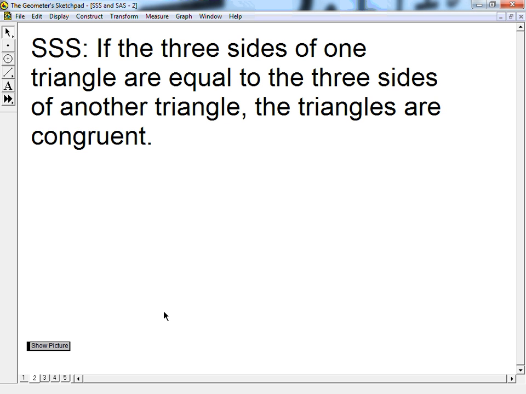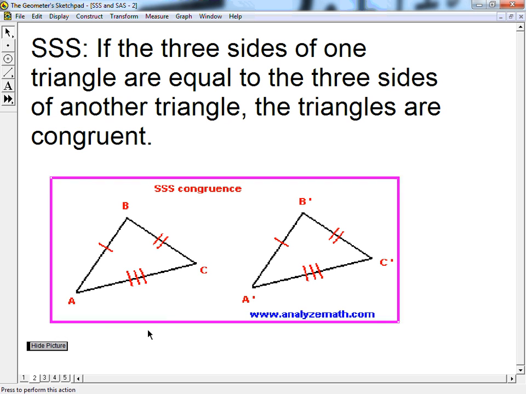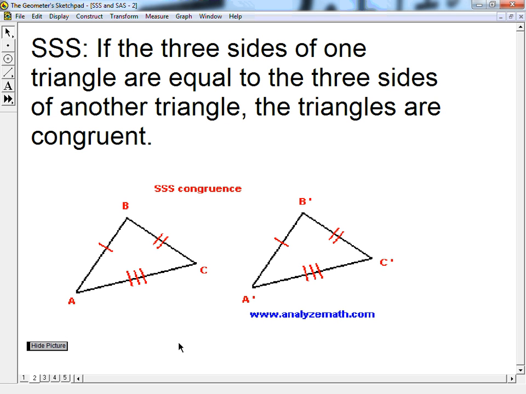So once again, side, side, side says that if the three sides of one triangle are equal to the three sides of another triangle, the triangles are congruent. And the way we're going to see that, I'm going to show you two triangles. To show that the sides are the same, I can give you the measurements of each so we can compare them. Or I'm just going to mark them the same way.